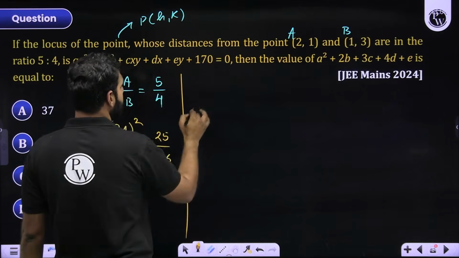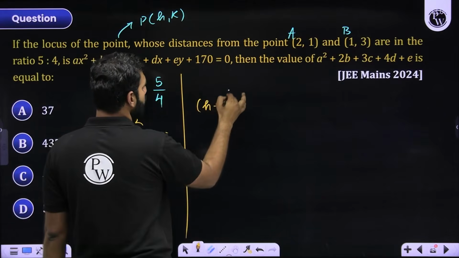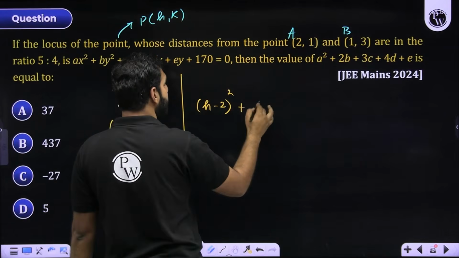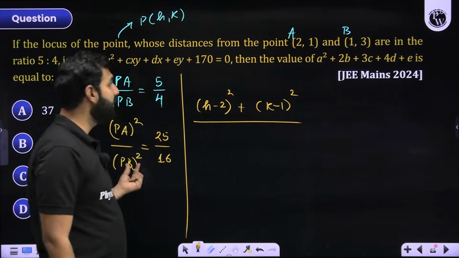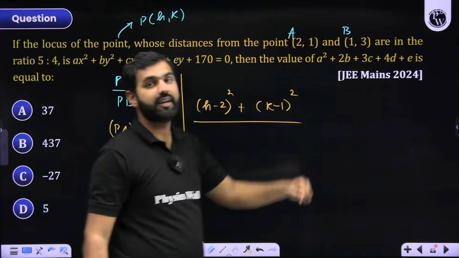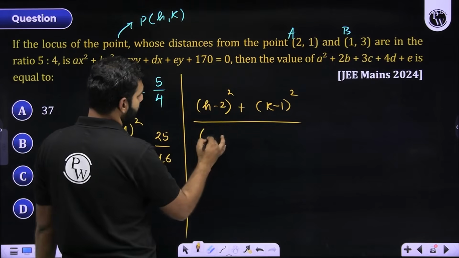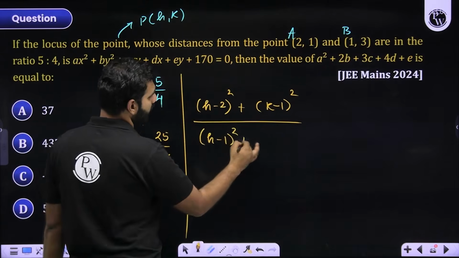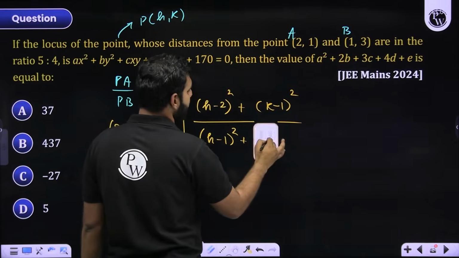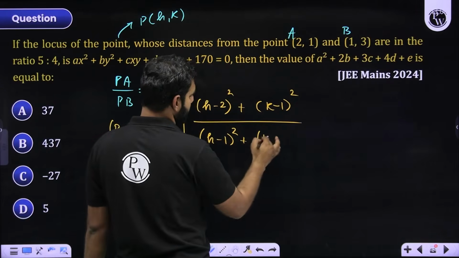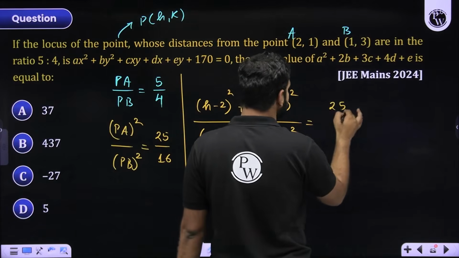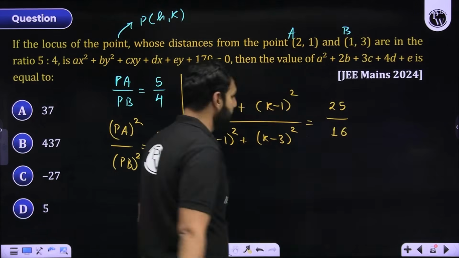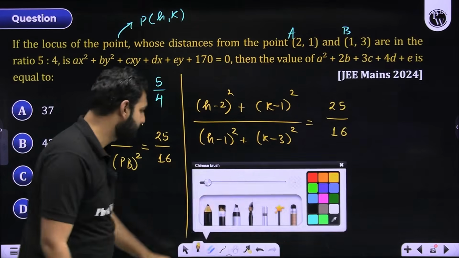I'll write it here. It is going to be (h minus 2) whole square plus (k minus 1) whole square, divided by PB square. Do you get that? PB square means what? (h, k) from (1, 3), so it will be (h minus 1) whole square plus (k minus 3) whole square, is equal to 25 by 16. Did you get that part? I hope there is no confusion on that. Now let's try and simplify this. Let's see what we get.